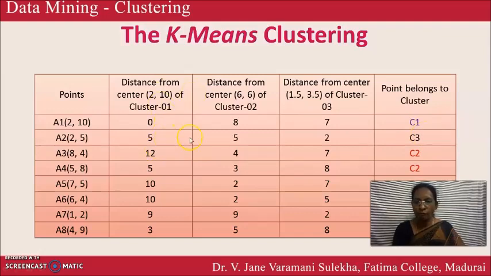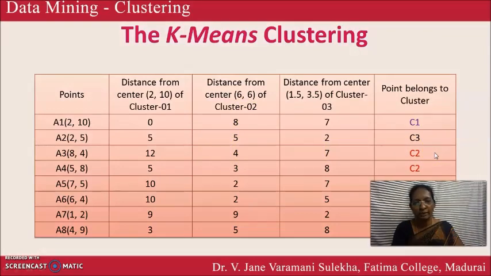The second row 5, 5, 2. So the A2 point is near to cluster 3. So we have marked the A2 point as C3. In the third row 12, 4, 7. So the minimum distance here is 4. So every time we have to take the minimum distance and attach the particular point to the particular cluster. So here the point A3 is near to cluster 2. So we have marked it as C2.